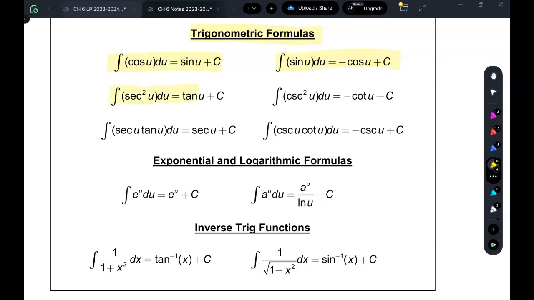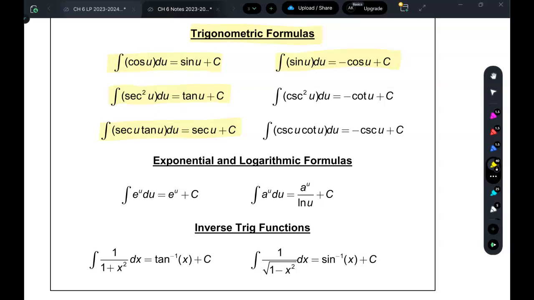If I take the integral of secant squared, that gives me tangent. I'm just going to highlight these because I'm not going to put these on a test or quiz and you won't have it on the AP. So these are the ones that you have to memorize, okay?